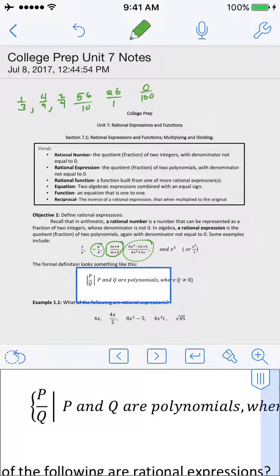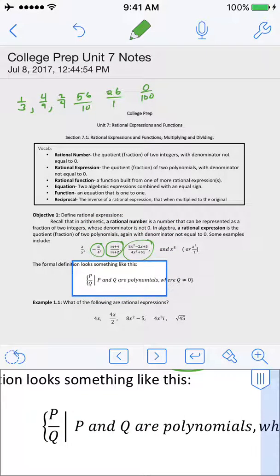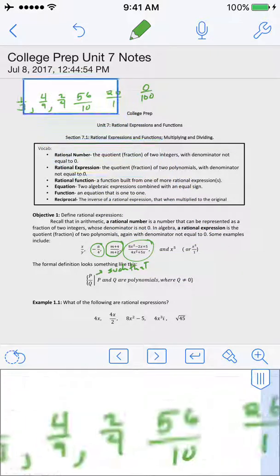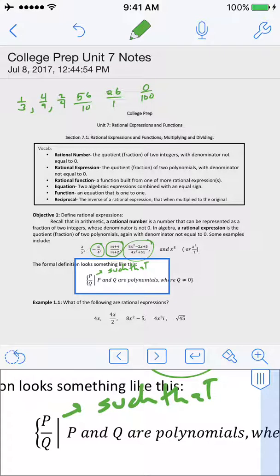A more formal definition looks like this. P and Q are polynomials, so things like m plus 4 and m plus 2. And you've got P over Q such that, remember this little bar means such that, not anything too fanciful, just P over Q such that Q and P are polynomials and Q is not 0. So it's basically the same definition as a fraction, but instead of two integers, you've got two polynomials.